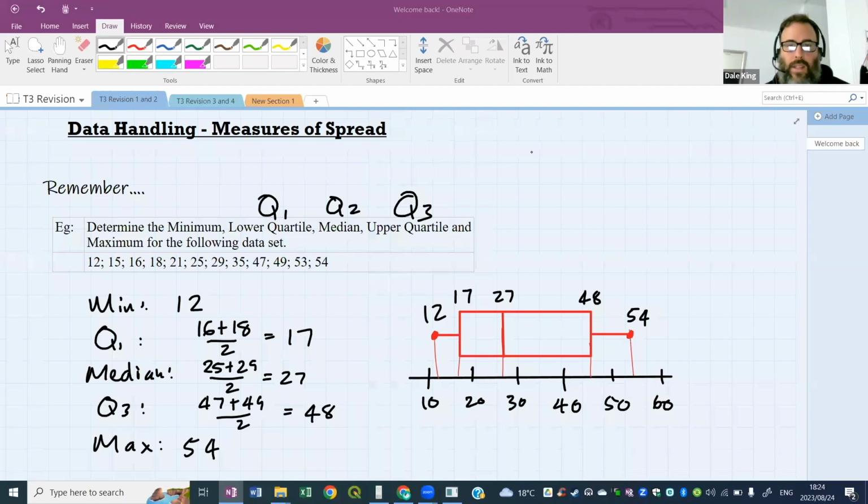Okay, and we can see here the middle, the median, which is number 27, is a little bit to the left. So this data set is bunching up a little bit on the left-hand side. That's why we use a box and whisker plot. But let's not get too deep into box and whisker plots.